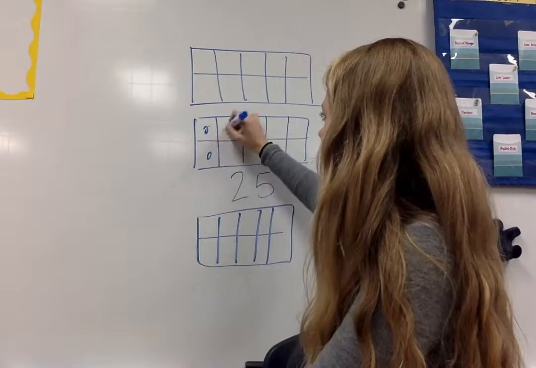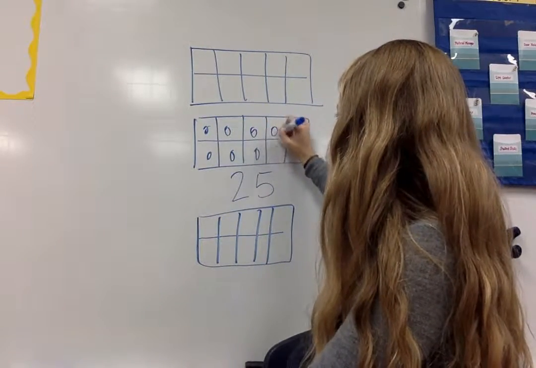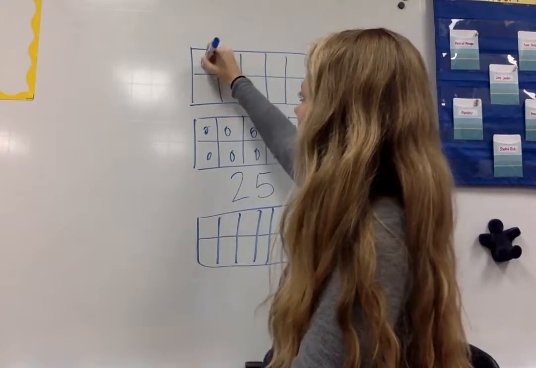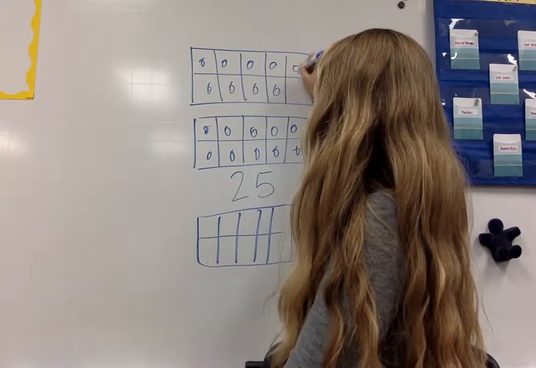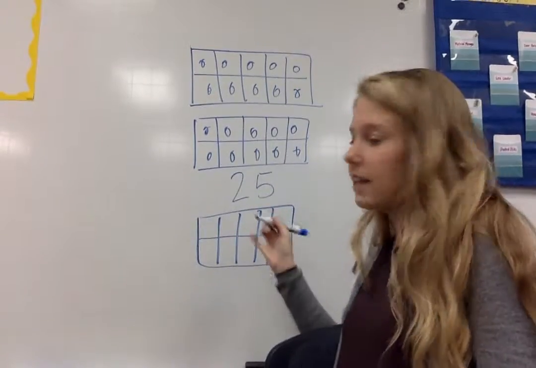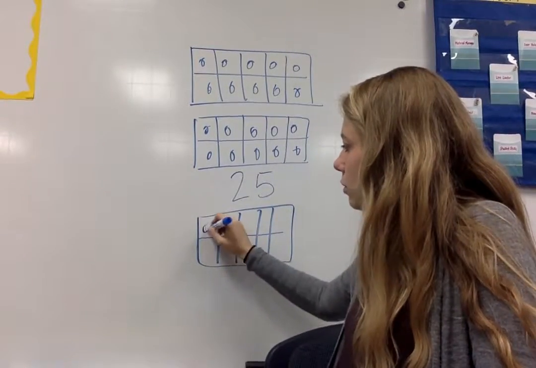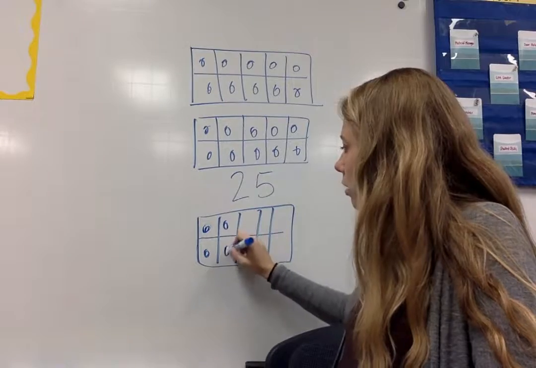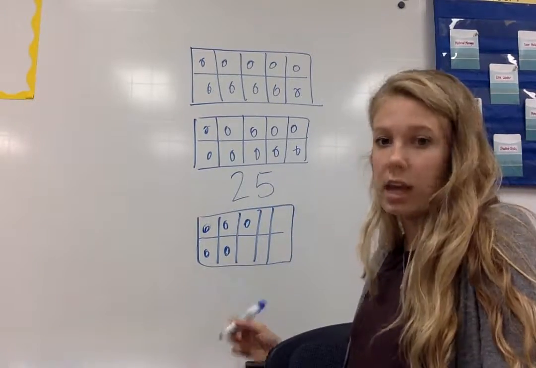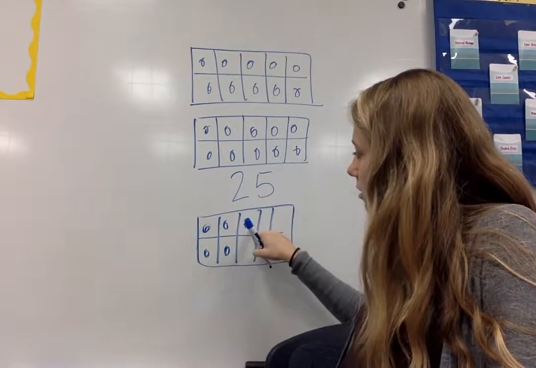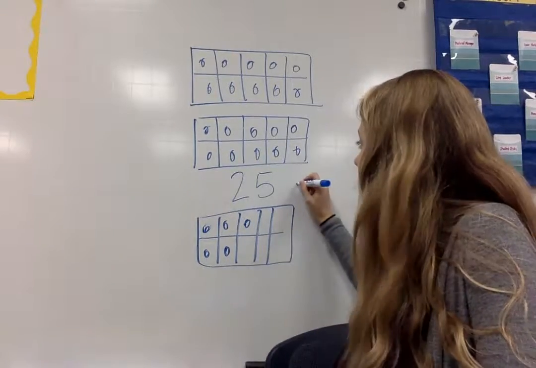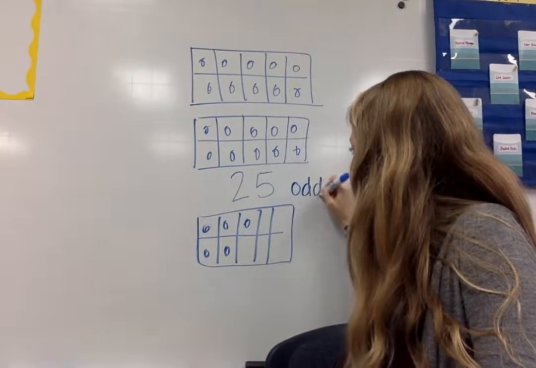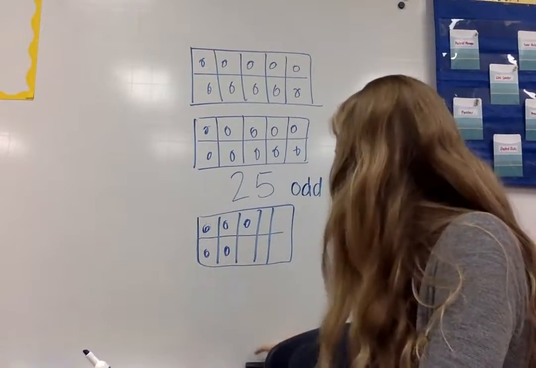Okay, so then I could go through and I could fill all of this out. So there's my 20, and then I have 5 left over. So I would do 1, 2, 3, 4, 5. And because my last little dot doesn't have a buddy, this tells me that 25 is an odd number. But there's an easier way to do that.